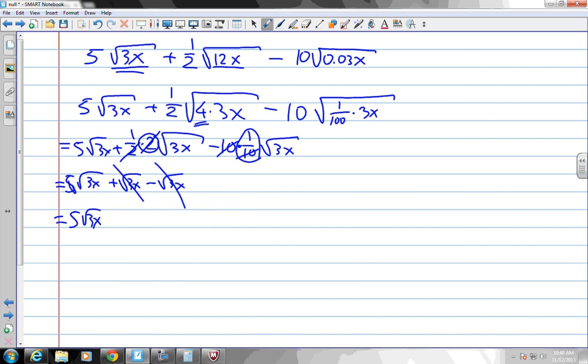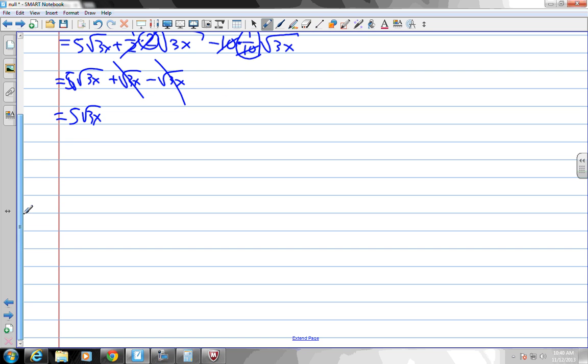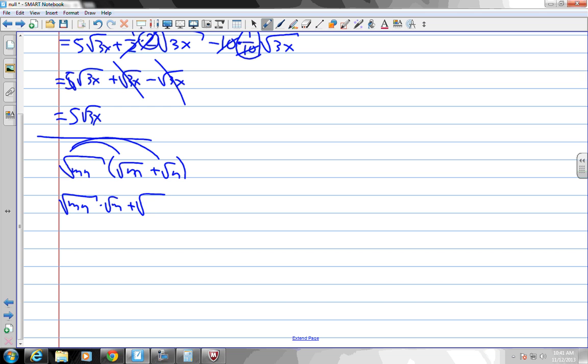Other questions? Well, part h, we have the square root of mn times the quantity square root of m plus square root of n. So we'll just have to distribute, right? So it's the square root of mn times the square root of m plus the square root of mn times the square root of n. Right? So what will happen here?